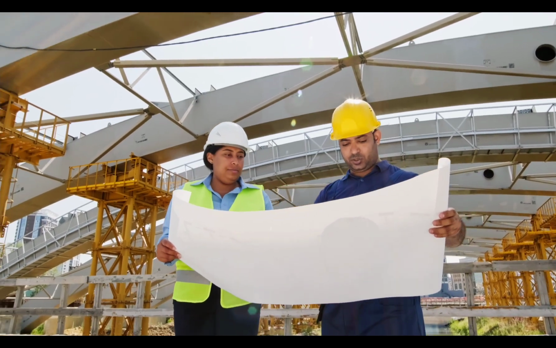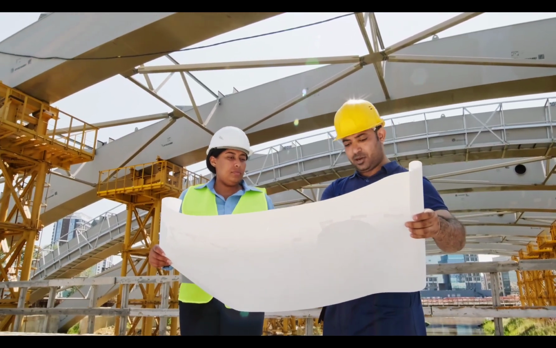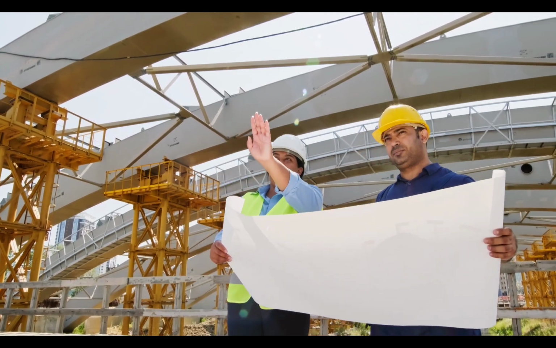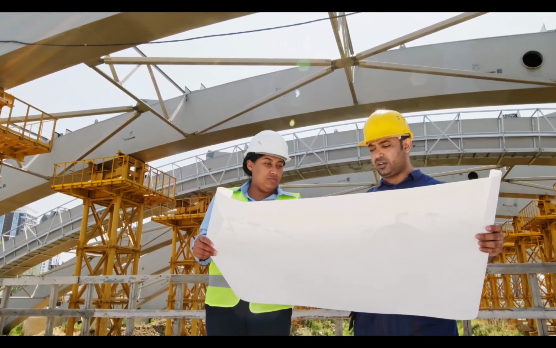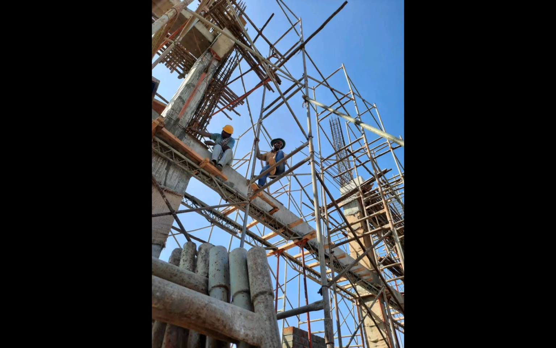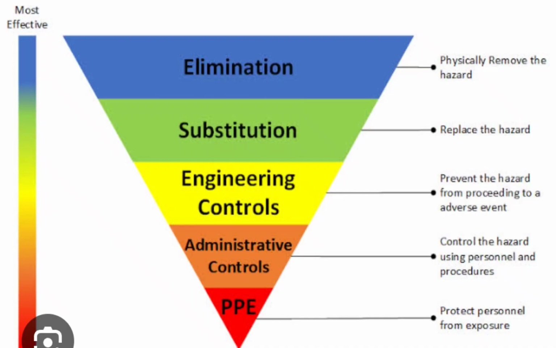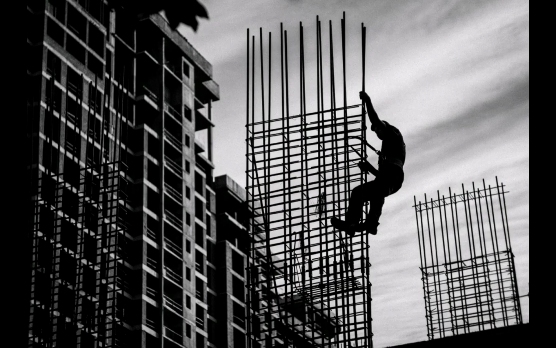EFSTC. Our topic today is, the hierarchy of controls is a systematic approach to identifying and controlling hazards in the workplace. It is a step-by-step process that ranks control measures from the most effective to the least effective. The 5 levels of the hierarchy of controls are: elimination. This is the most effective control measure and involves removing the hazard from the workplace altogether.